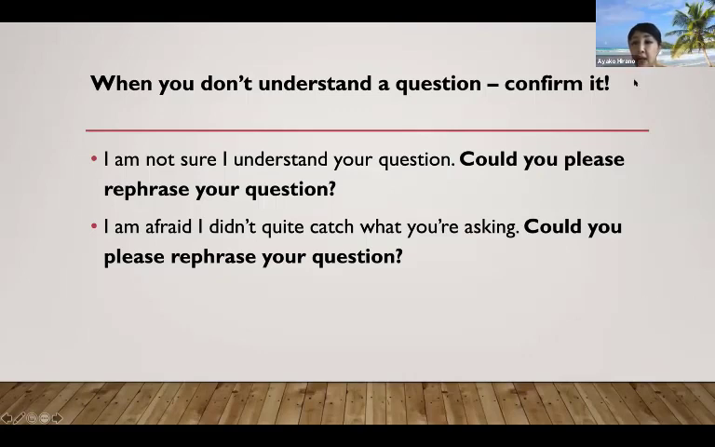Soccer Vin, can you read the second one? Yes, Professor. I am afraid I didn't quite catch what you're asking. Could you please rephrase your question? Yes, okay. So what you have to do is memorize this question, this expression. Could you please rephrase your question? Okay, it's very important. Thank you.